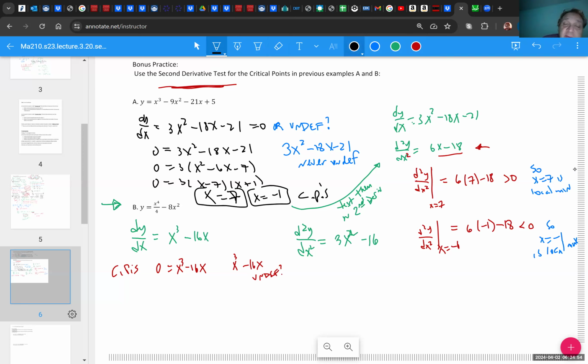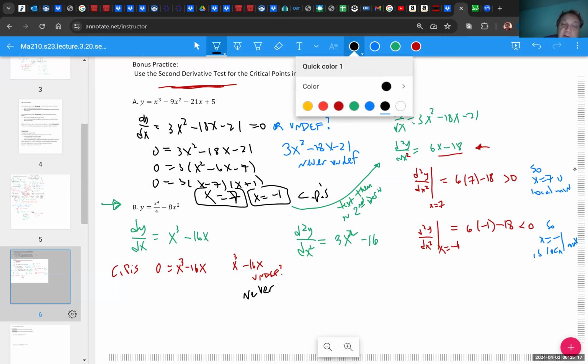So we'll just do the undefined real fast. It's never undefined because this is an x cubed graph. X cubed graph is a polynomial graph. It's never undefined. We don't divide by 0. We don't take logs, nothing like that. So it's never undefined. So we don't have to worry about critical points from the derivative being undefined. But it is possible for the derivative equaling 0.